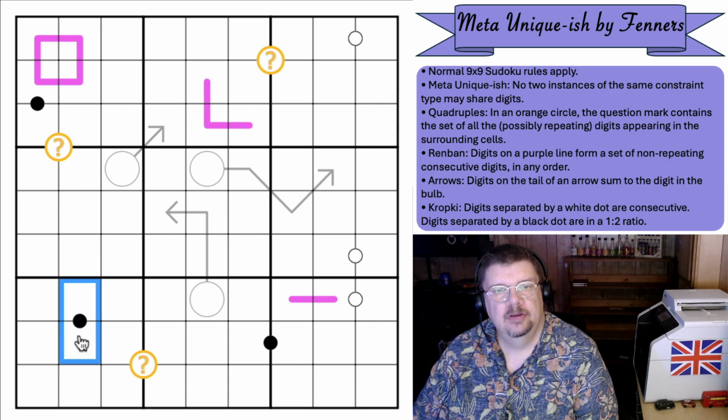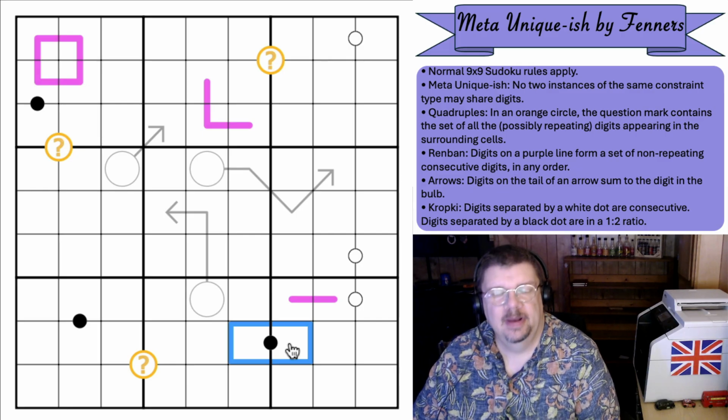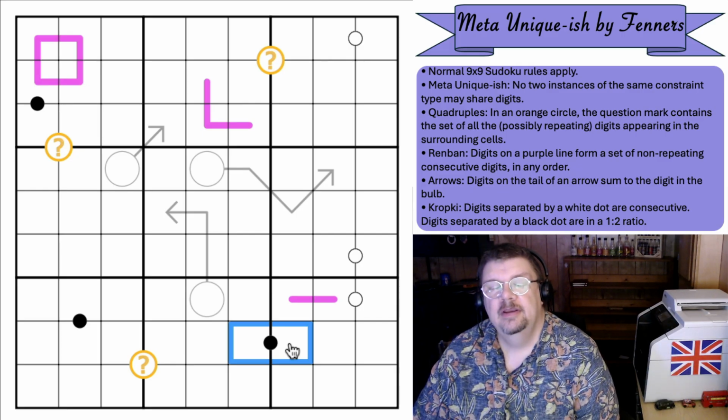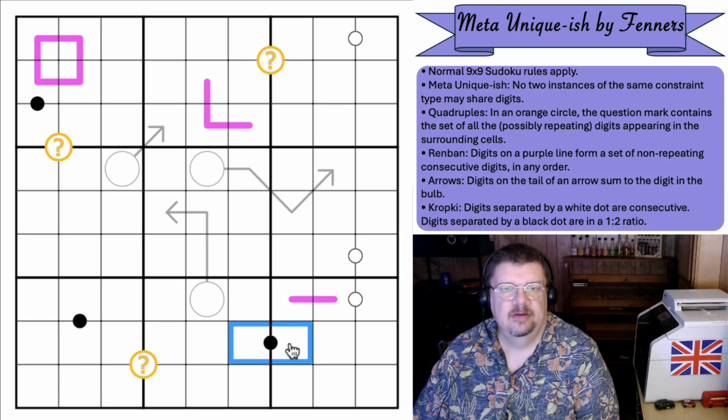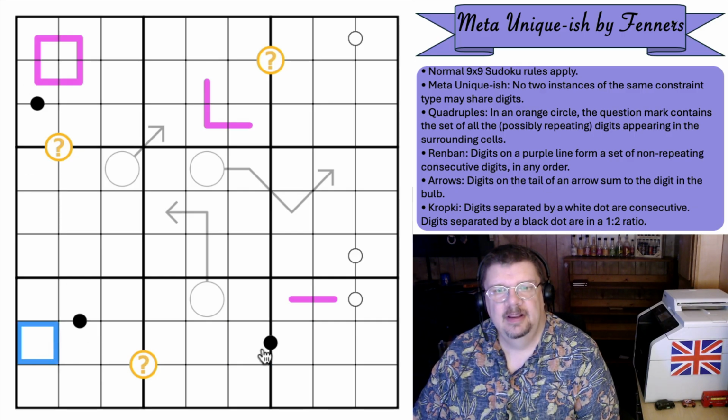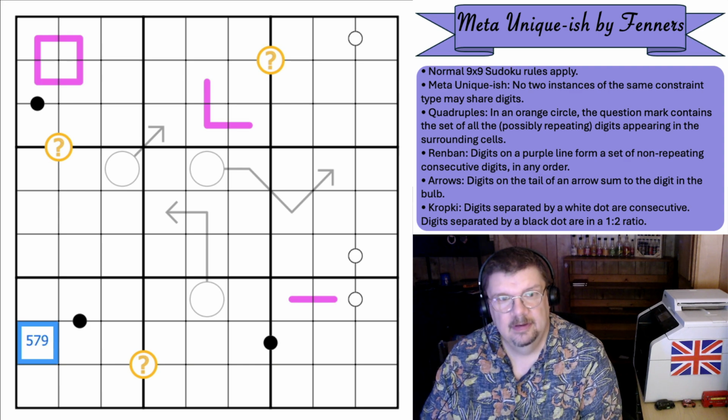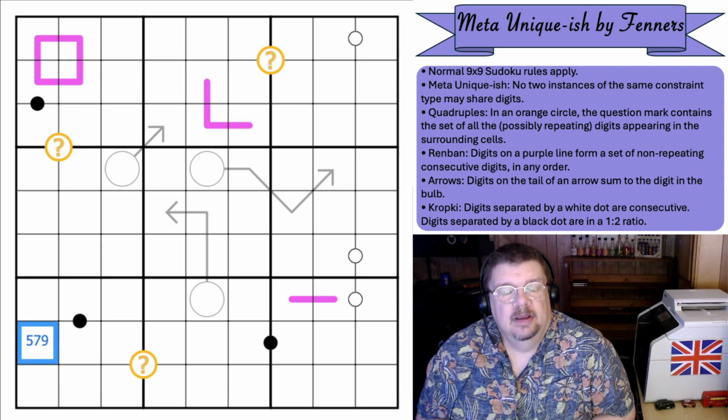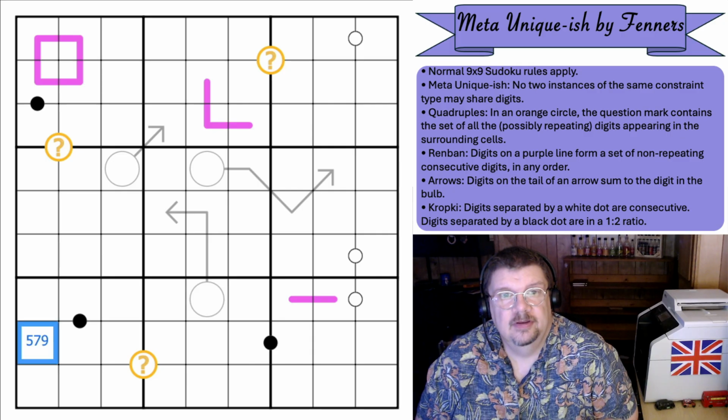We've got some black Kropki dots. There are only 6 digits that can go on black Kropki dots. I can't put 5, 7 or 9 on those because half of 5, 7 or 9 is not an integer, and twice 5, 7 or 9 is 10 or more, which aren't valid Sudoku digits. So I can see that that digit sees that dot and that dot and that dot. So that must be from 5, 7 or 9, because it can't be from 1, 2, 3, 6, 4 or 8.